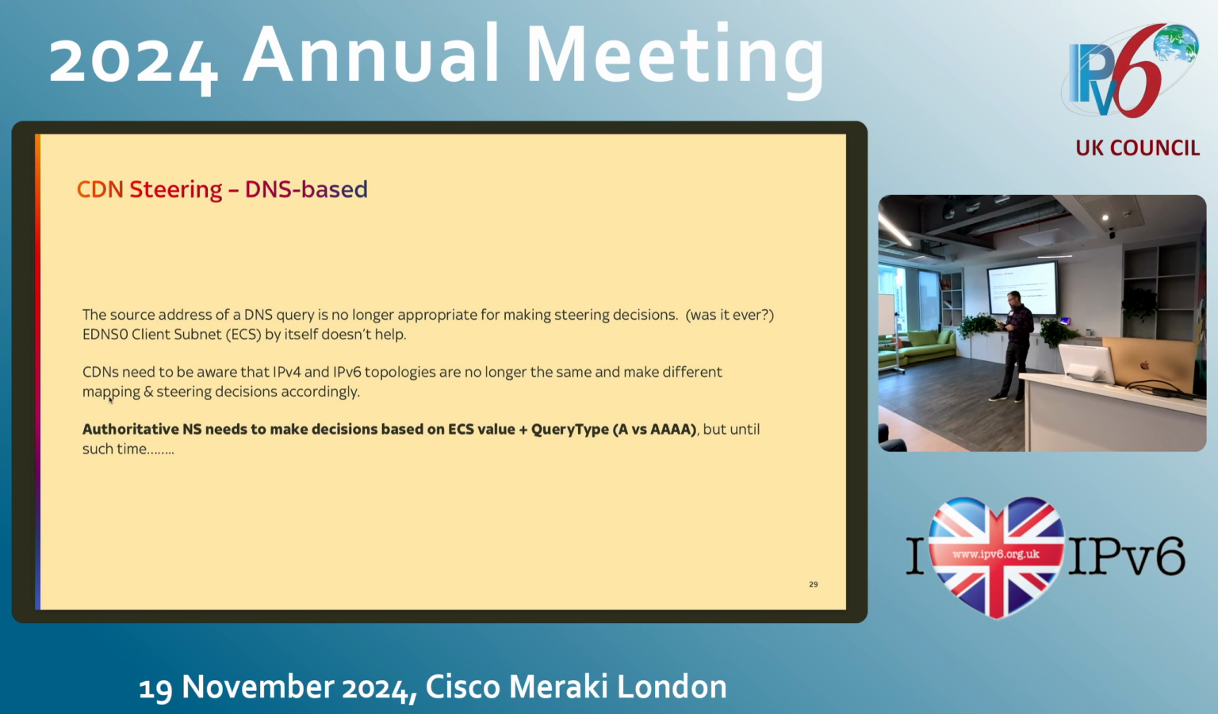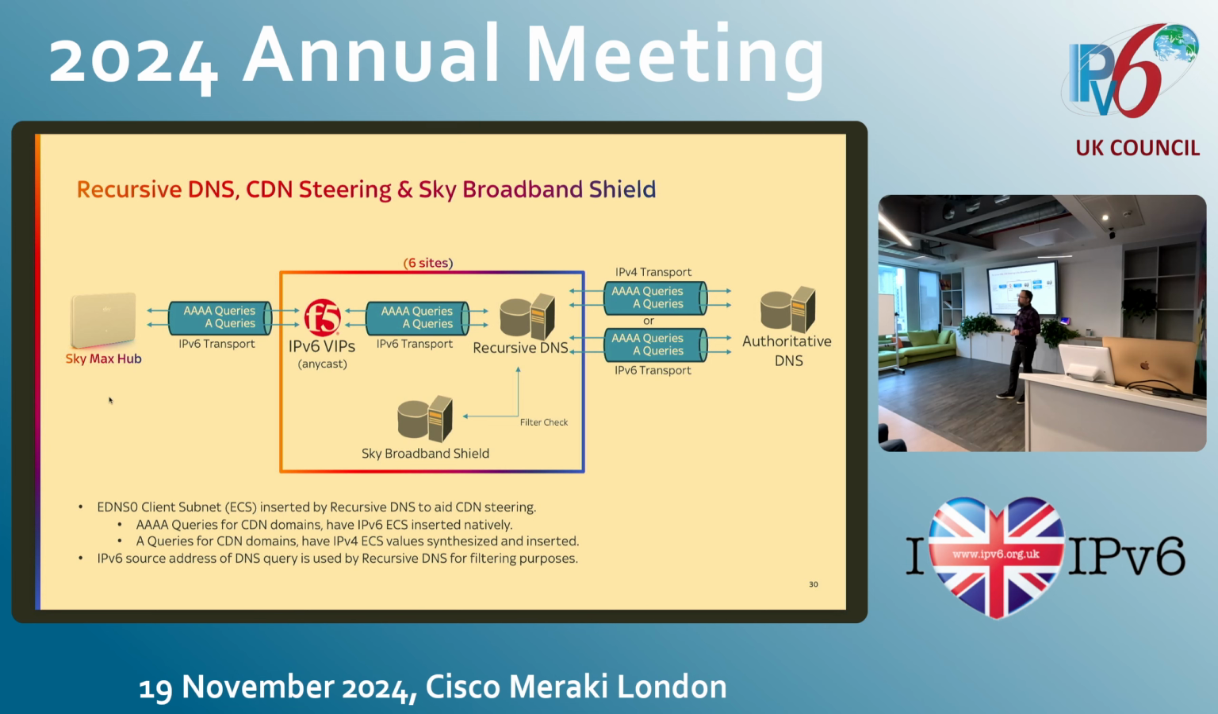So what CDNs and authoritative name servers need to start doing, in my opinion, is to not just look at the ECS or source address of the query, but also the query type itself. So is it a AAAA query for v6, or is it an A record query for v4? But that's going to take a while for the CDNs to catch up, so we've had to do the logic for them.